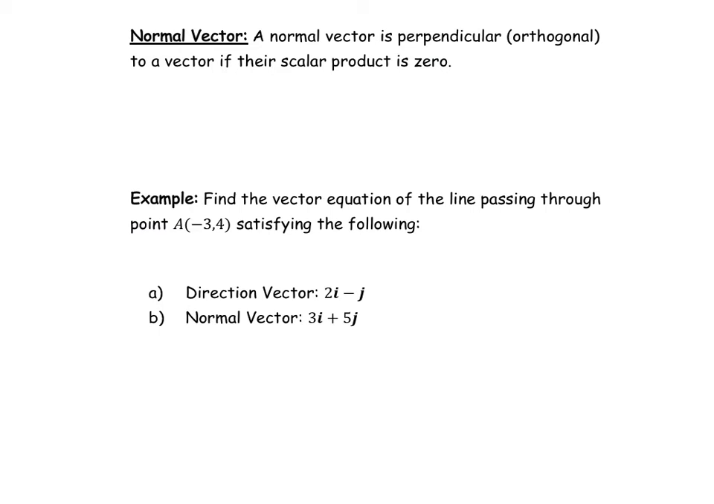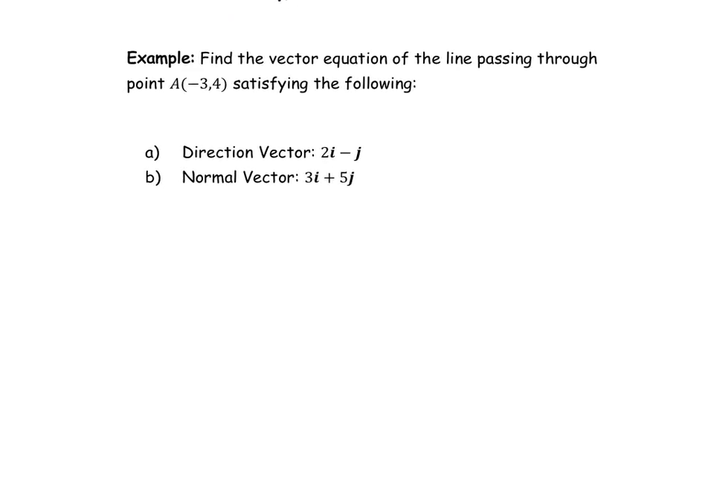Okay, let's talk about a normal vector. If two vectors are perpendicular to each other, we could say that one is the normal to the other. So let's say AB, its scalar product with BC is 0. Well, then I could say that BC is the normal vector to AB, okay? So let's talk a little bit about that in this context here.